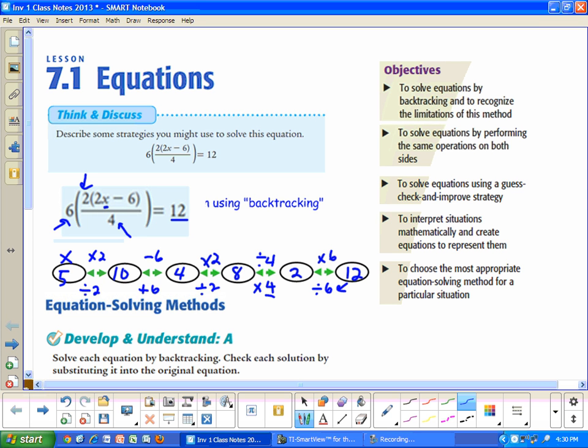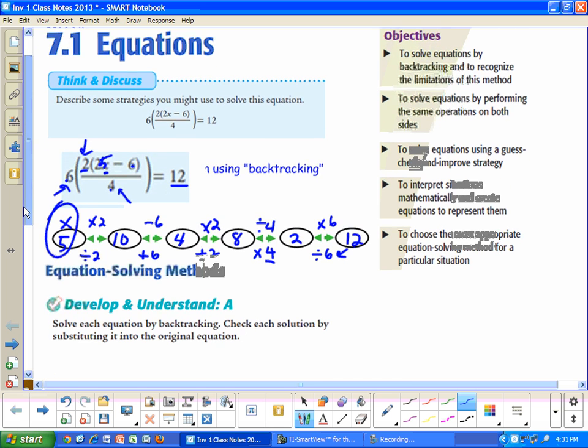So if I start with 5, multiply by 2, I get 10. Subtract 6, I get 4. Multiply by 2, I get 8. Divide by 4, I get 2, times 6 is 12. And then you just want to check your answer. You want to do 2 times 5, which is 10. Minus 6 is 4. Times 2 is 8. Divided by 4 is 2. Times 6 is 12. So my answer for x is 5, and I do that by backtracking.